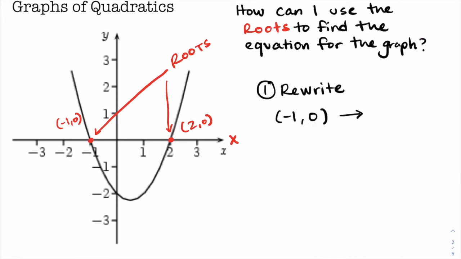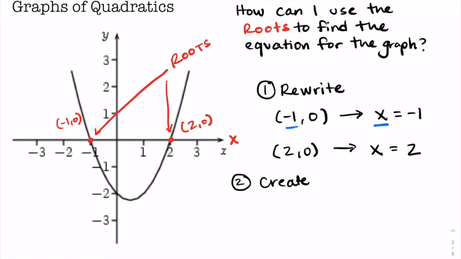I can rewrite -1, 0 as x equals -1, because notice my x-coordinate is -1. I'm going to do the same thing for 2, 0, my other root, and I'm going to write that as x equals 2. My next step is to create a binomial expression, because we know how to multiply them, and we can use that to make the equation.